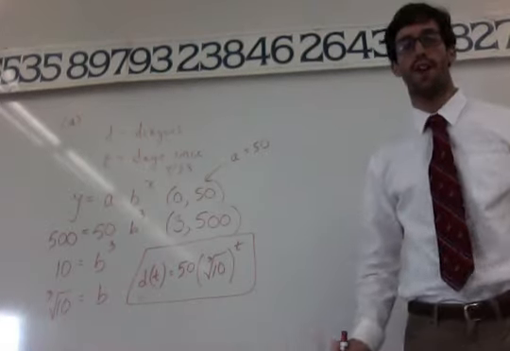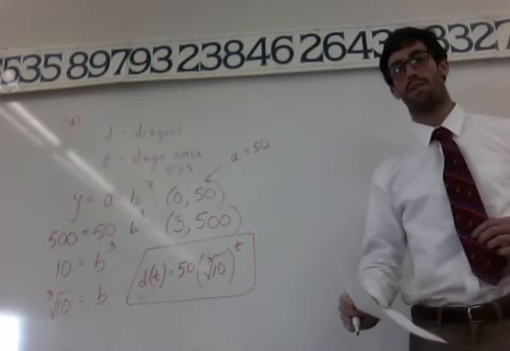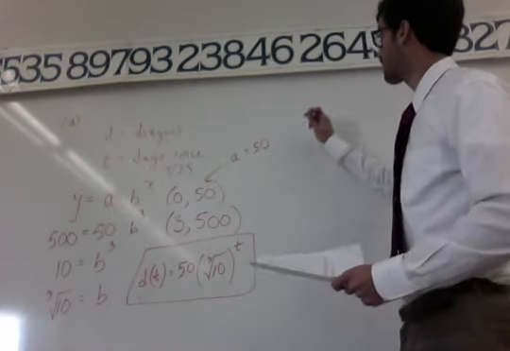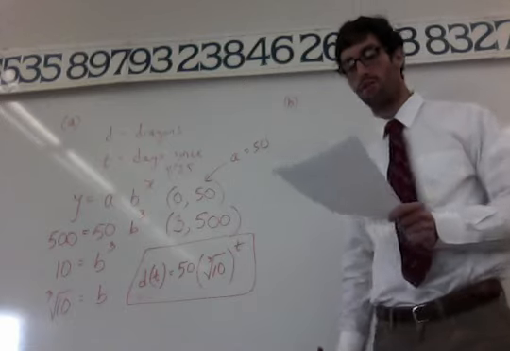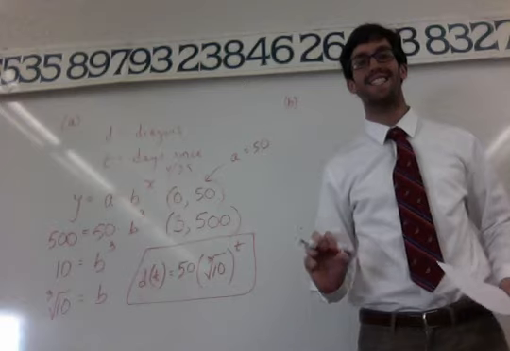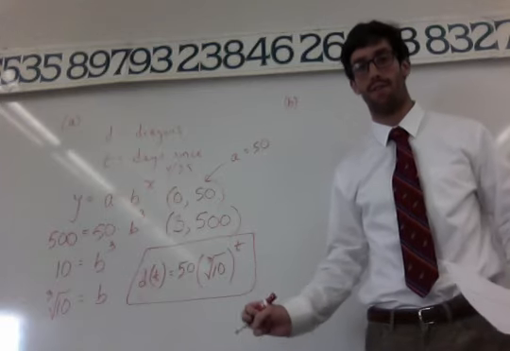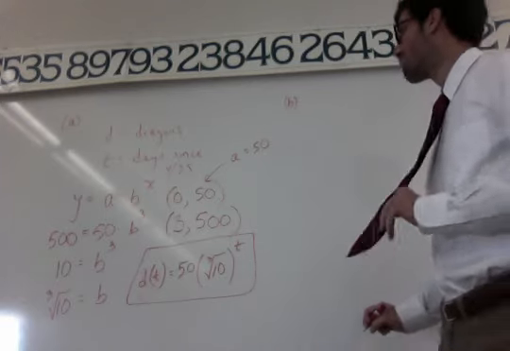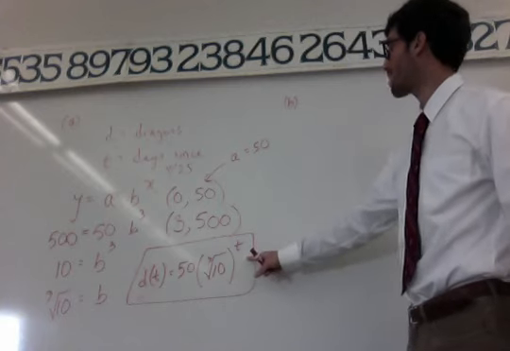Let's now use that equation to answer some more problems. So part B: How many dragons would you predict on May 1st? May 1st is 6 days since April 25th, so let's plug in 6 for t in this equation here.